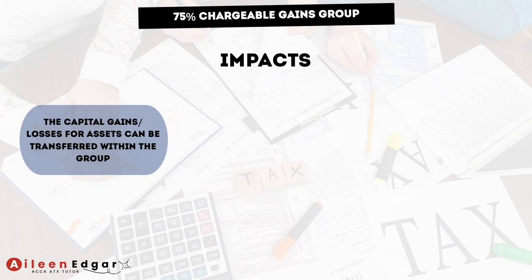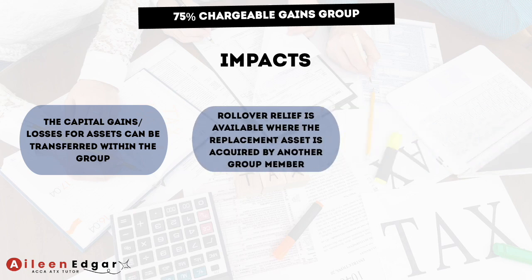So what impact is there once we've determined which companies are in the group together? Well, gains and losses that will arise from assets can be transferred between companies in the group in order to more efficiently use capital losses. Rollover relief is available where the replacement asset is acquired by another group member. So if Company A disposes of a qualifying asset and within the 4-year window Company B acquired a qualifying asset, then the gain from the disposal by Company A can actually be rolled over to Company B.